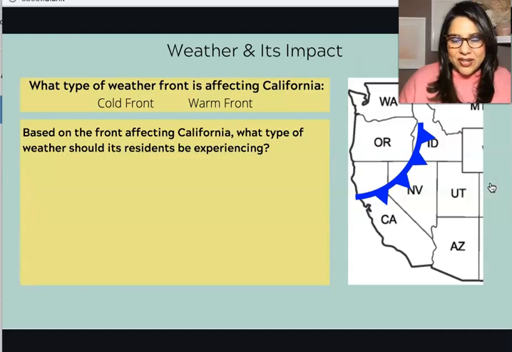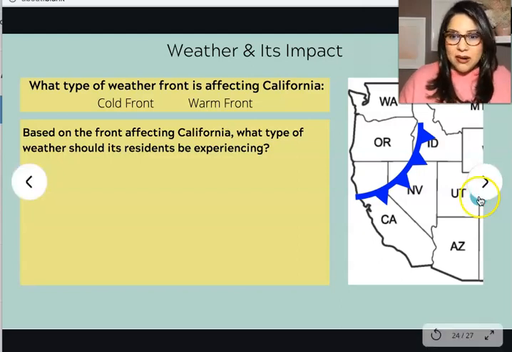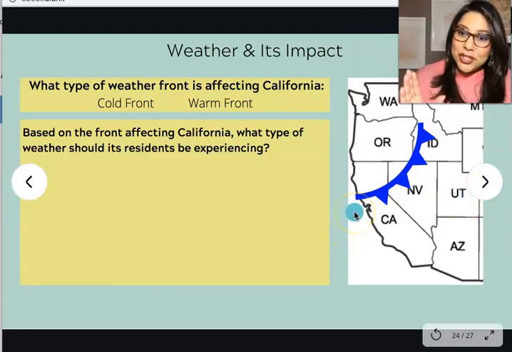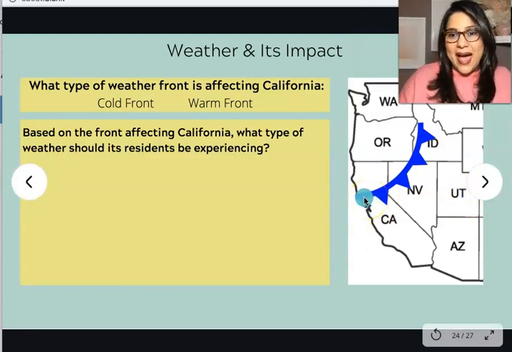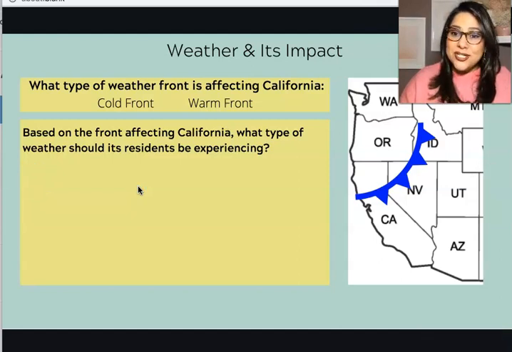So in our first activity, we're going to learn about weather and its impact. It's just a quick review on what we've discussed in our weather fronts video. Here we have a portion of a map, and you have a front. Your job is going to be to identify what front is affecting California and explain what type of weather its residents should be experiencing. At this point, I want you to pause the video and try to figure this out on your own. When you're done, you can press play so we can go over it together.